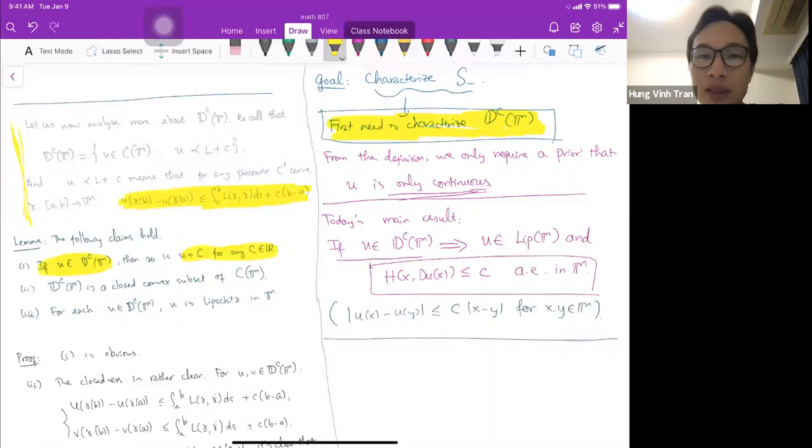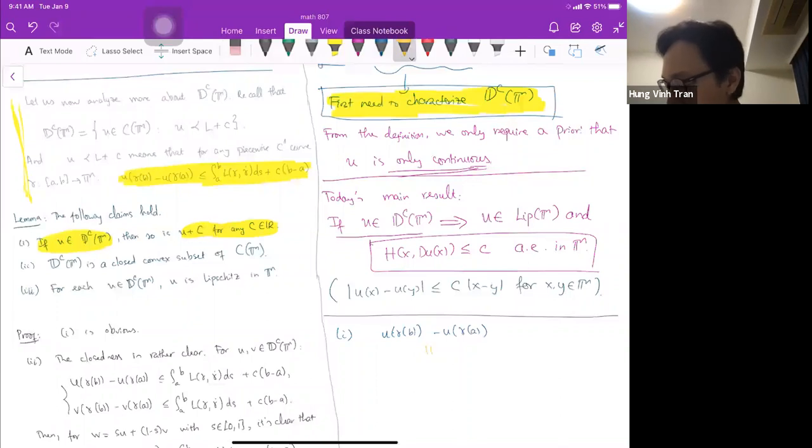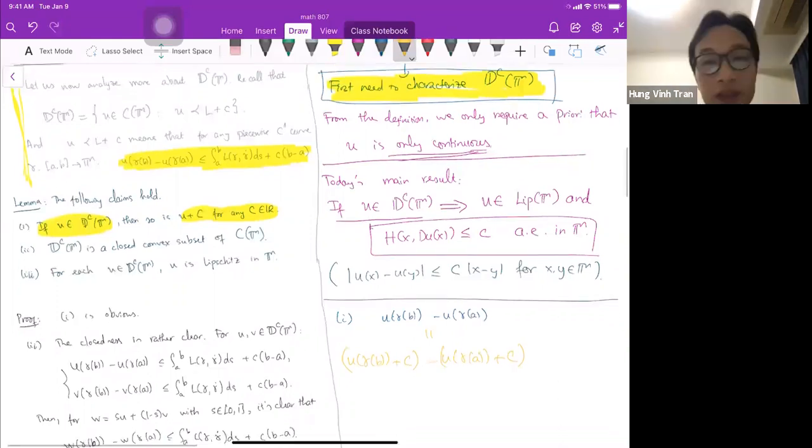This is simple, but you can see it right away from the definition, right? Because if you have u(γ(b)) minus u(γ(a)), this is the same as you take u(γ(b)) plus a constant minus u(γ(a)) plus a constant, right? So that's why the first part is obvious, right?